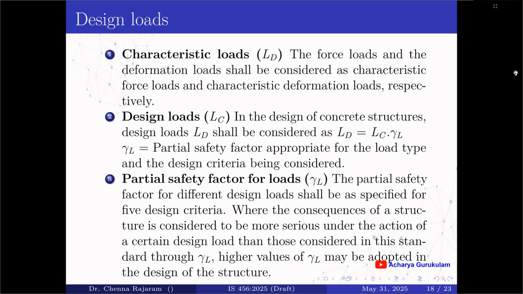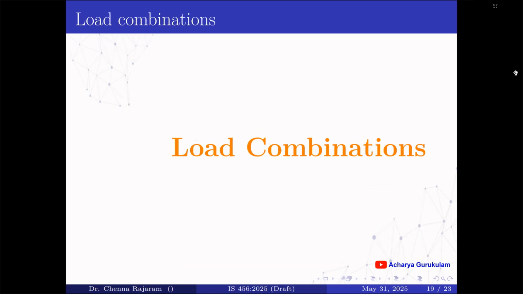Partial safety factor for loads. The partial safety factors for different design loads shall be specified for 5 design criteria. These 5 design criteria were already explained in the previous video. Where the consequences of the structure are considered to be more serious under the action of certain design load than those considered in the standard through gamma L, a higher value of gamma L may be adopted in the design of the structure.